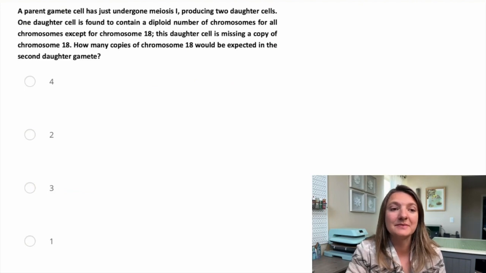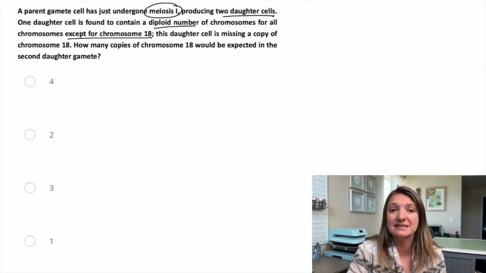Okay, question 3. A parent gamete cell has just undergone meiosis 1, producing 2 daughter cells. One daughter cell is found to contain a diploid number of chromosomes for all chromosomes except for chromosome 18. The daughter cell is missing a copy of chromosome 18. How many copies of chromosome 18 would be expected in the second or other daughter gamete?